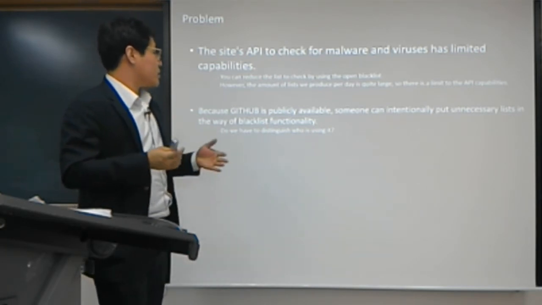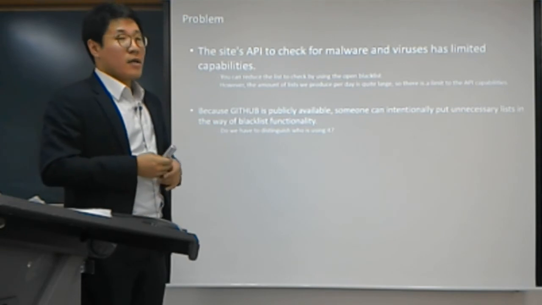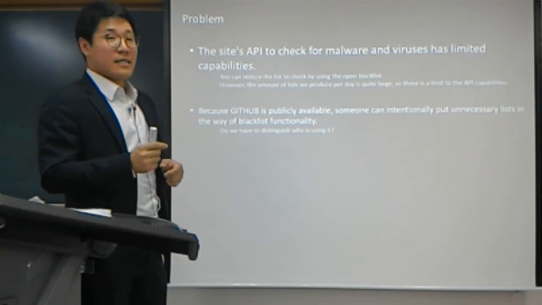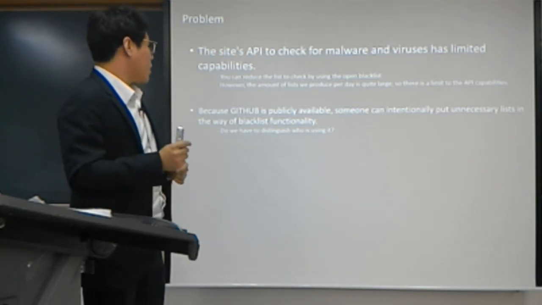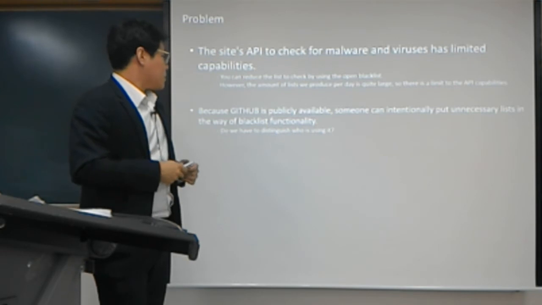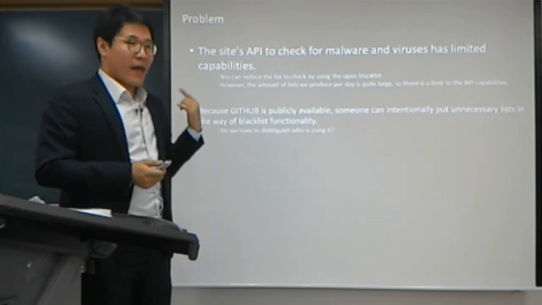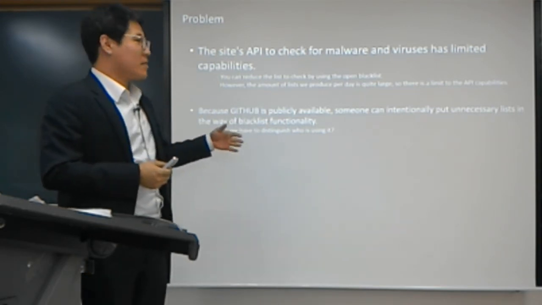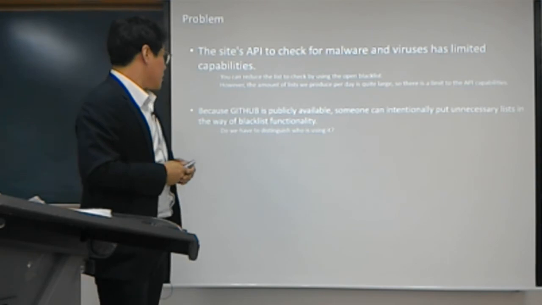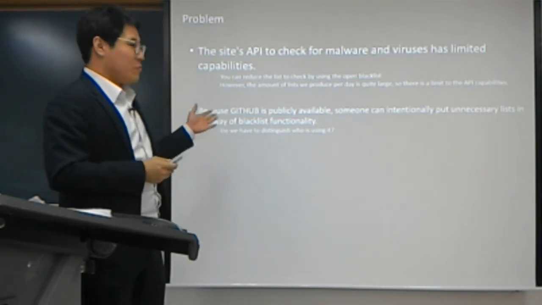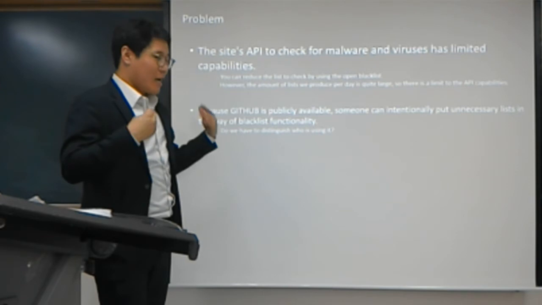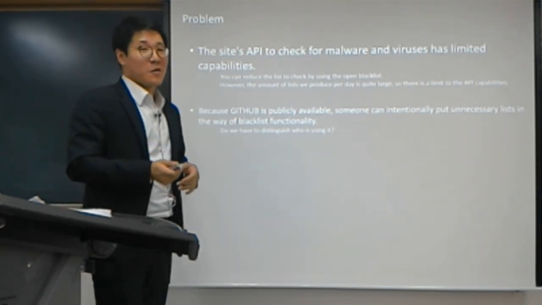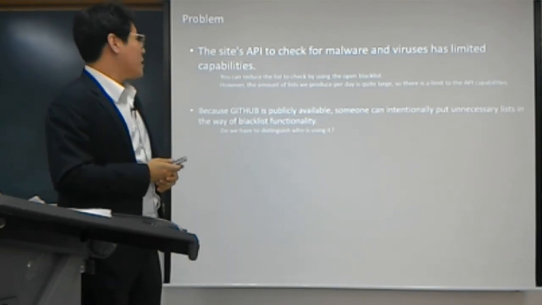And GitHub is publicly available, so someone can intentionally put unnecessary entries into the blacklist and disrupt its functionality. If somebody thinks in a really bad way and puts in any domain, then the blacklist is not useful. Do we have to distinguish who is using it or not? I need to think about this more.